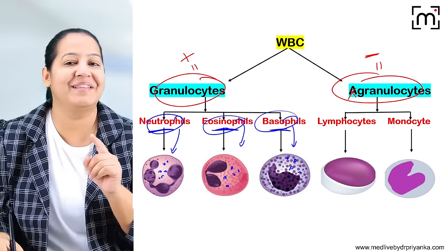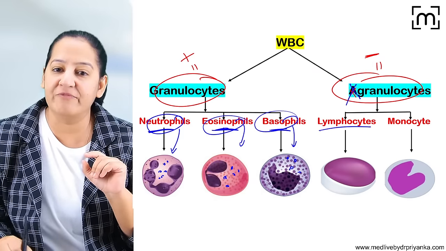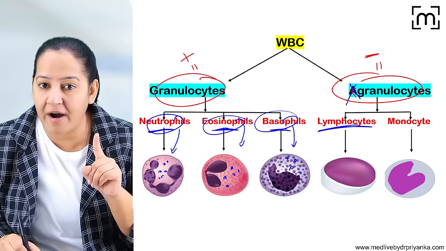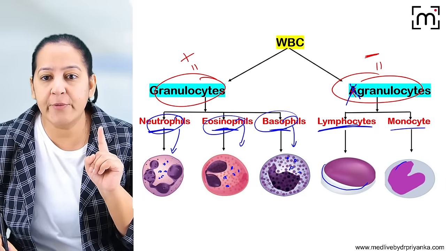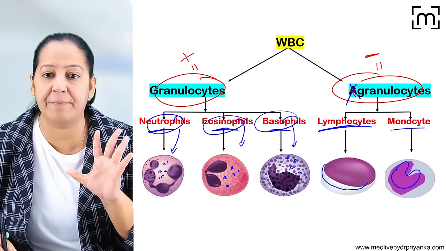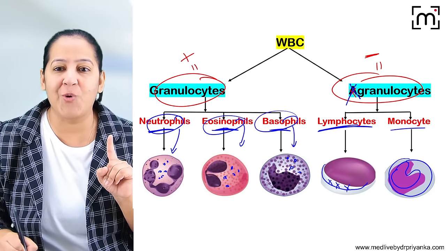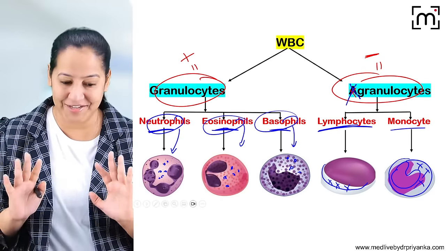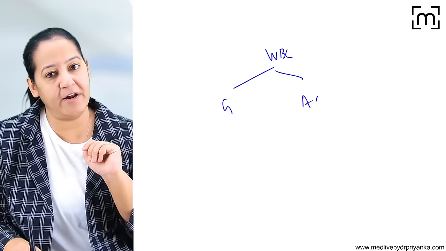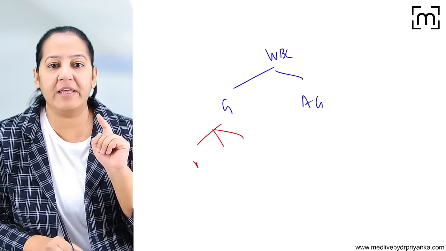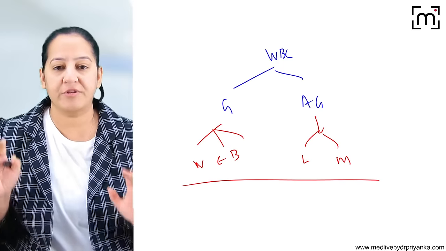Coming to agranulocytes, they don't have granules in the cytoplasm, obviously, that's why they are known as agranulocytes. These are of two types. Lymphocytes: we can see the nucleus and hardly any cytoplasm, scanty cytoplasm. And the second is monocyte: the nucleus is horseshoe shaped, sometimes kidney shaped, but in the cytoplasm there are no granules. These two are agranulocytes. So a total of five types of WBCs are there. Granulocytes are of three types: neutrophil, eosinophil, basophil. And agranulocytes are of two types: lymphocytes and monocytes.